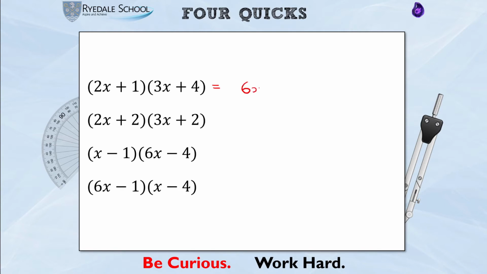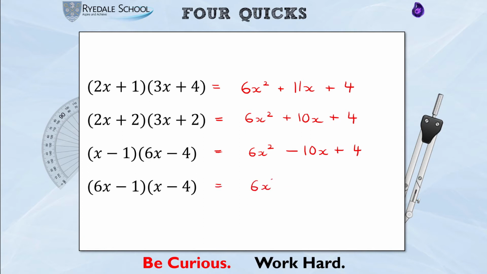But you will have the answers 6x squared plus 11x plus 4. You'll have 6x squared plus 10x plus 4. On this one, you will have 6x squared, you will have minus 10x, and you will have plus 4. And this one here, you should have 6x squared minus 25x plus 4.